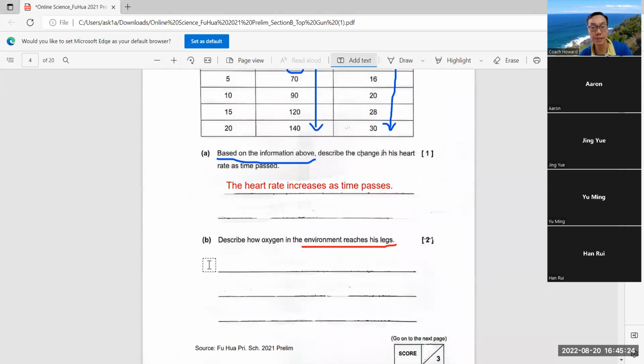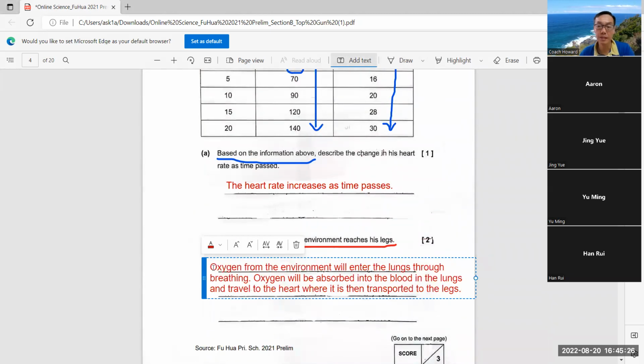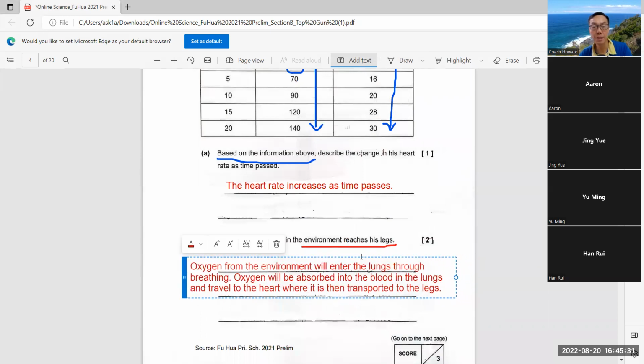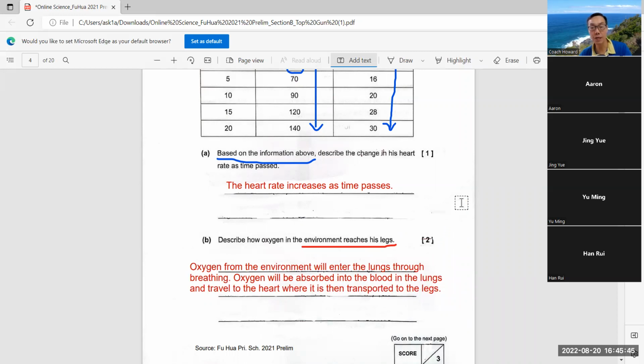Okay, I will put it here. Oxygen from the environment will enter his lungs through breathing. Oxygen will be absorbed into the blood in the lungs and travel to the heart, where it is then transported to the legs. So this is a 2-mark question.